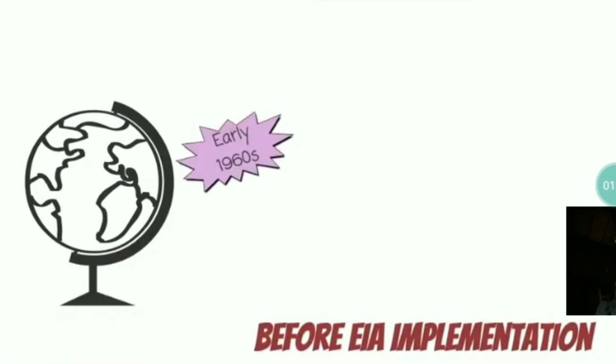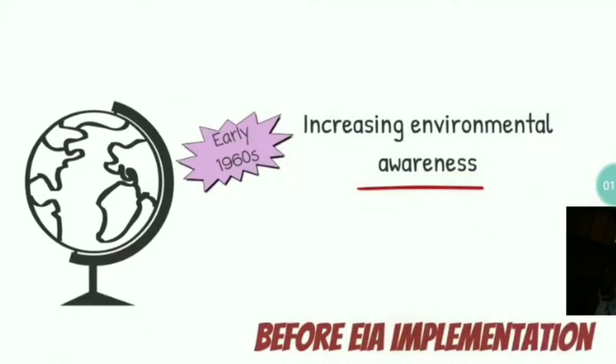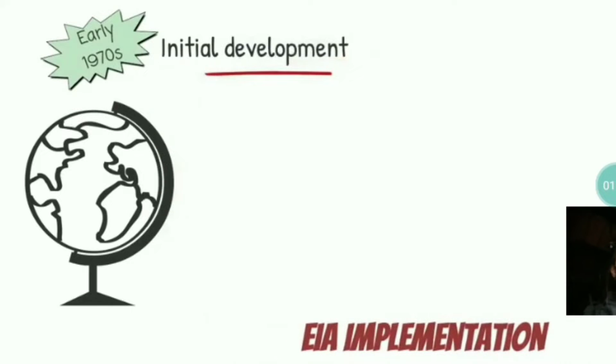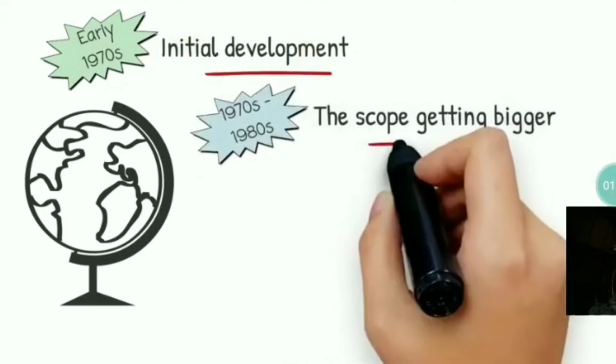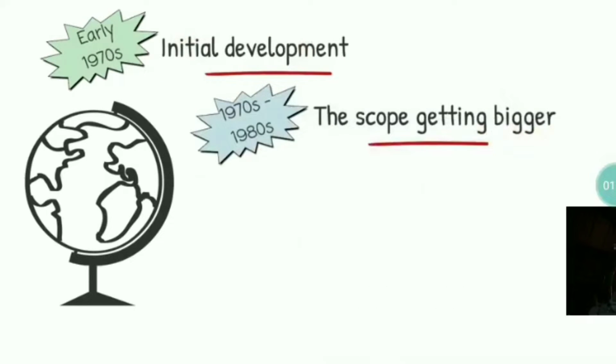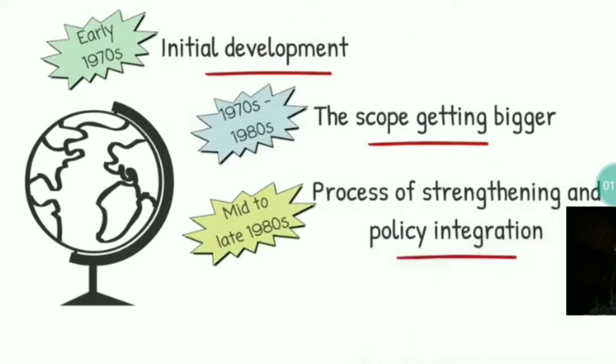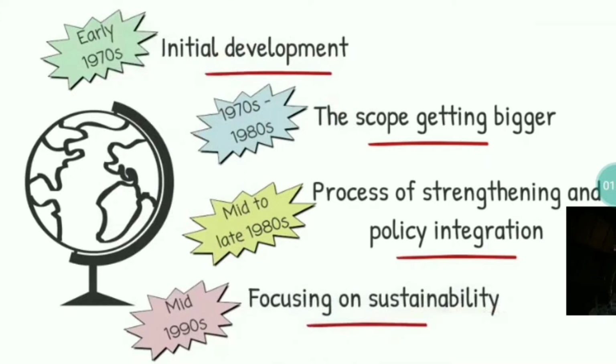Environmental impact assessments commenced in the 1960s as part of increasing environmental awareness, especially in U.S. and other industrial industries. Due to these environmental concerns, in the early 1970s, environmental impact assessment was first introduced. Then, in 1970s to 1980s, the scope became bigger in order to cater the environmental issues. In mid to late 1980s, the process of environmental impact assessment was strengthened with the integration of the policy. And in mid-1990s until now, the focus of the environmental impact assessment is towards sustainability.